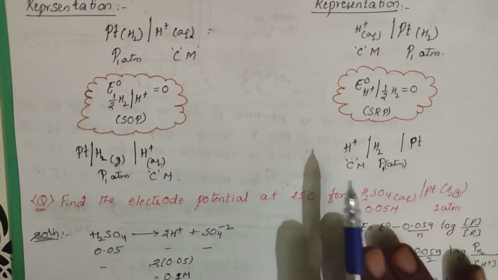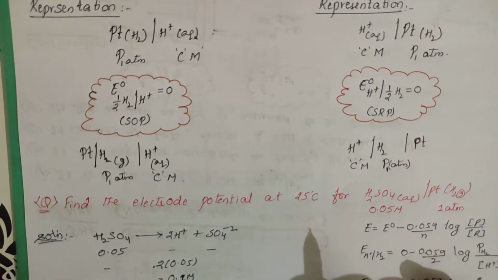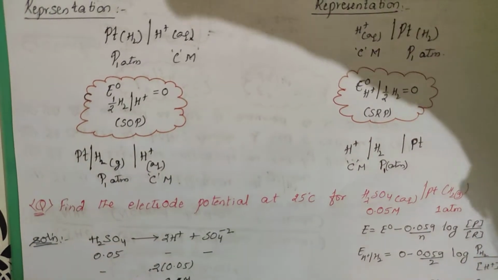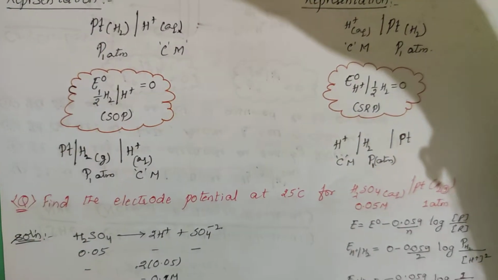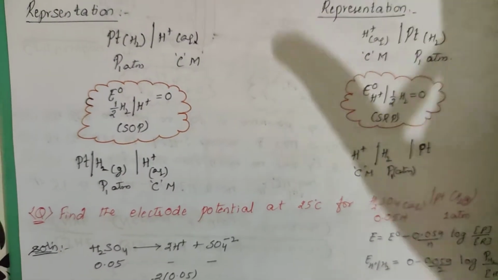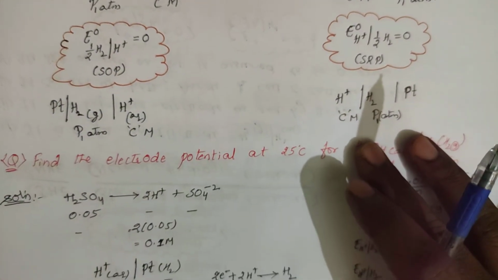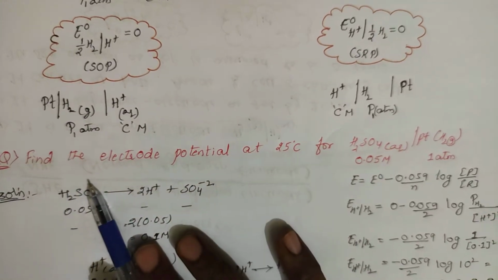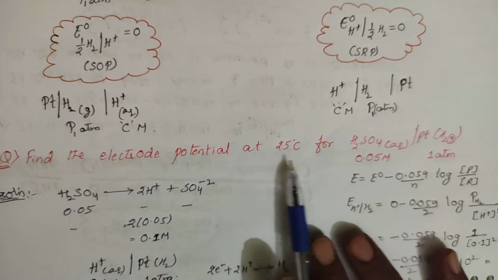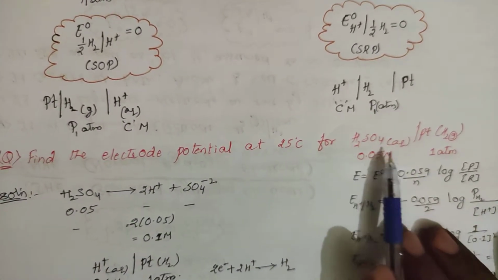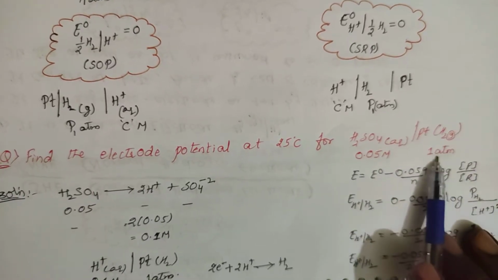So with this reference, if you want to identify anything, you will be comparing it with the hydrogen electrode. With respect to that, you will be calculating. Let us see one question. Find the electrode potential at 25 degrees centigrade for sulfuric acid aqueous, platinum H2 at 1 atmosphere.